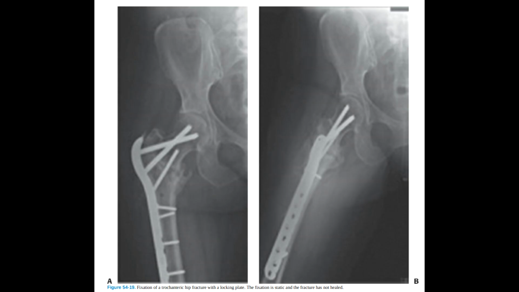To summarize this section, the guiding principle is sliding hip screws are excellent for stable A1 fractures with intact lateral wall.